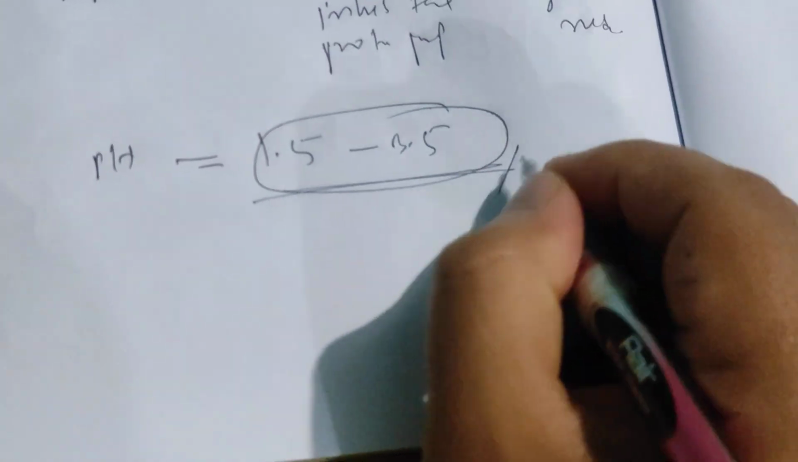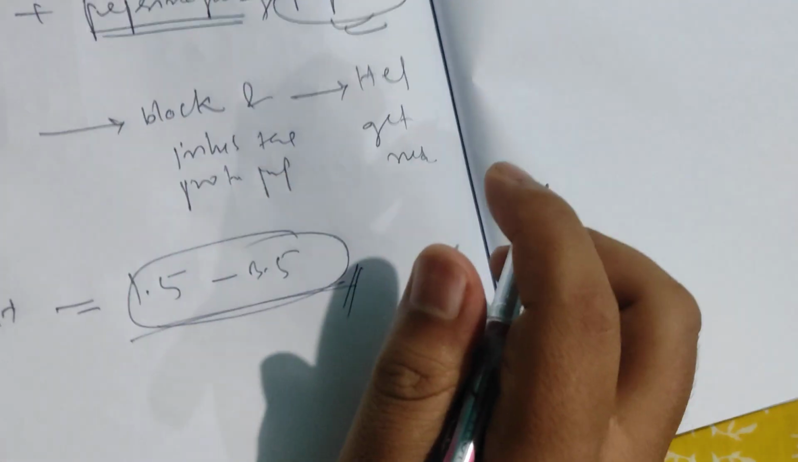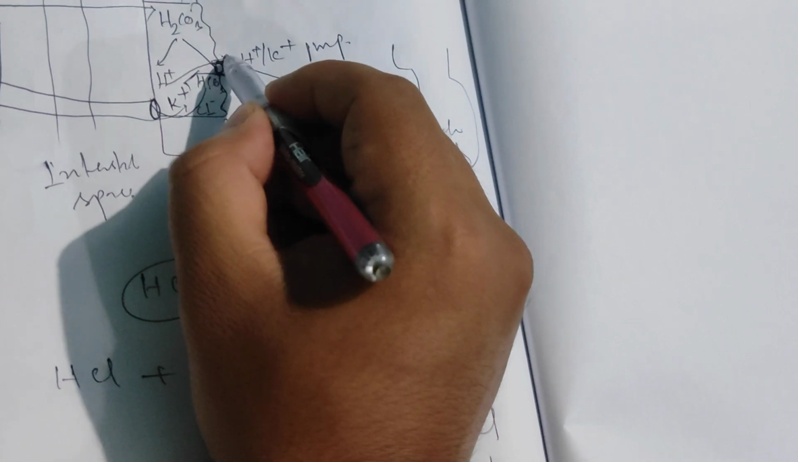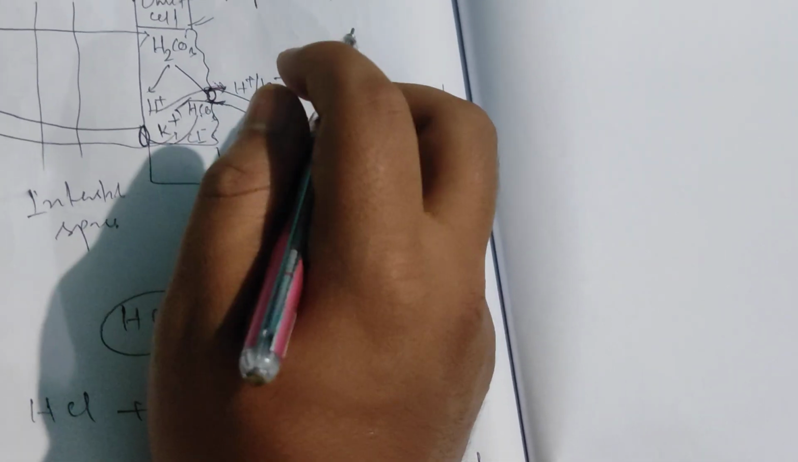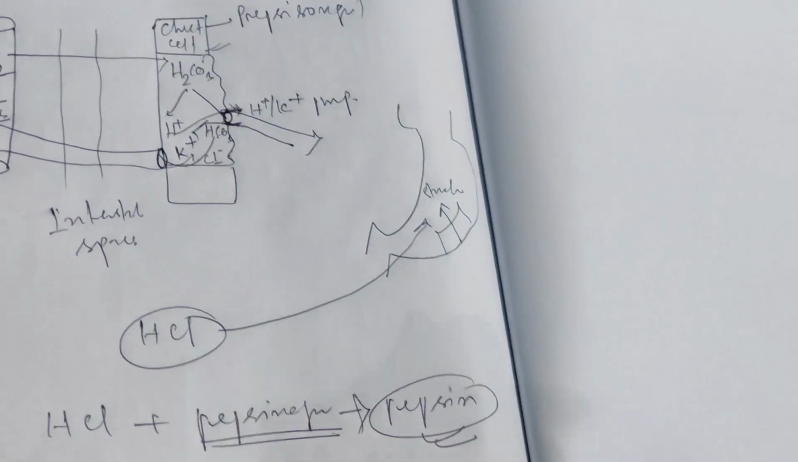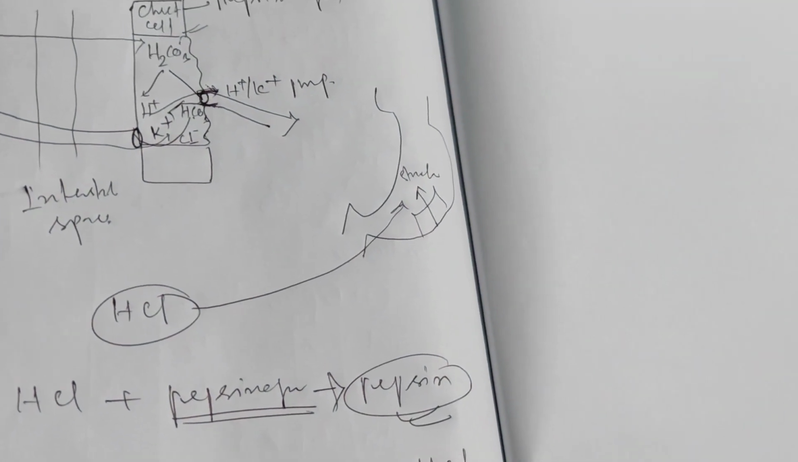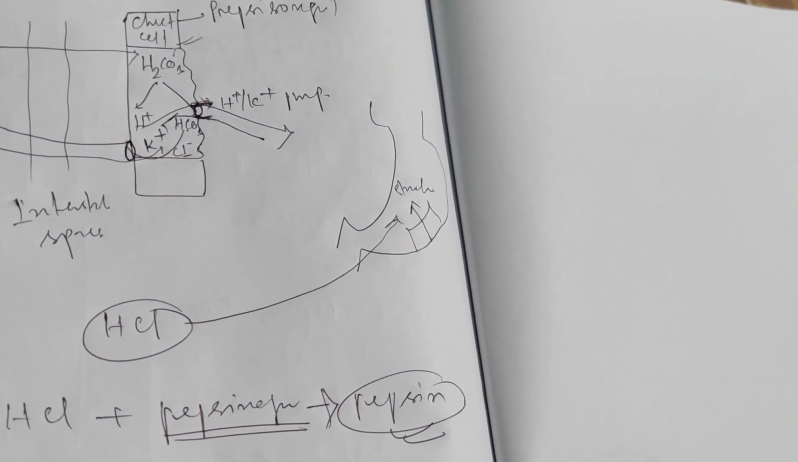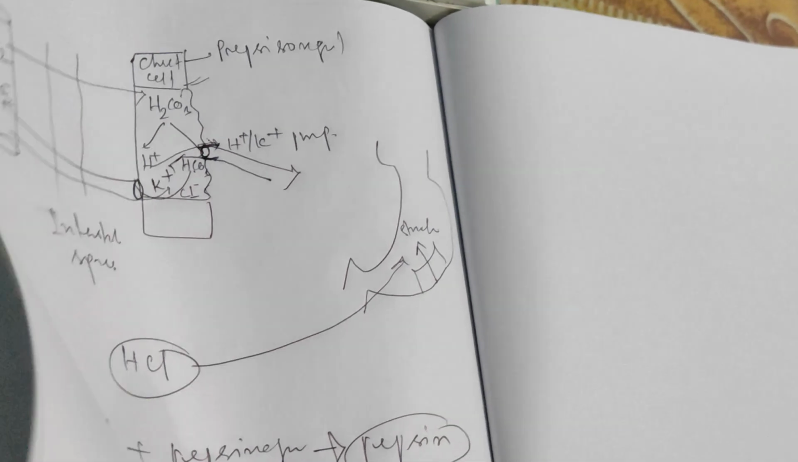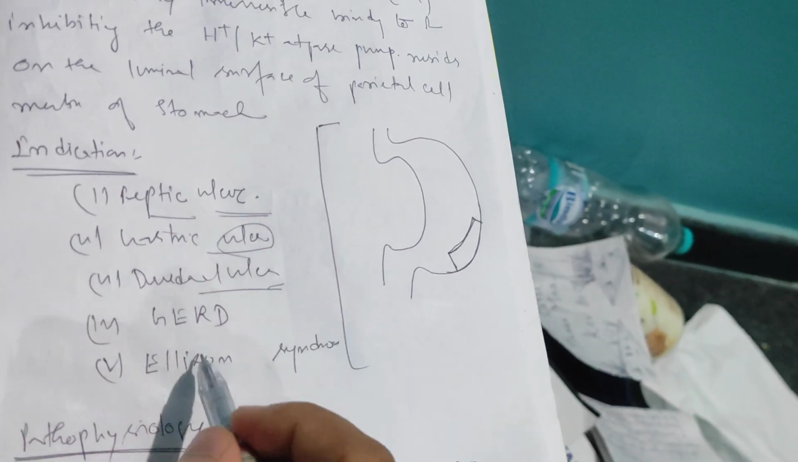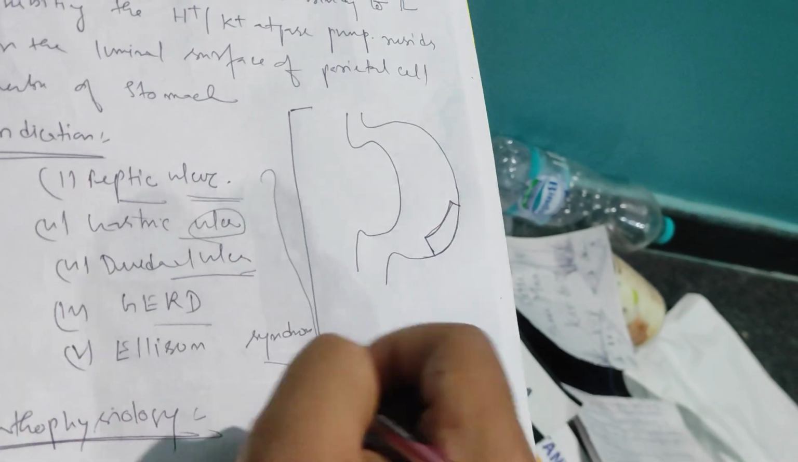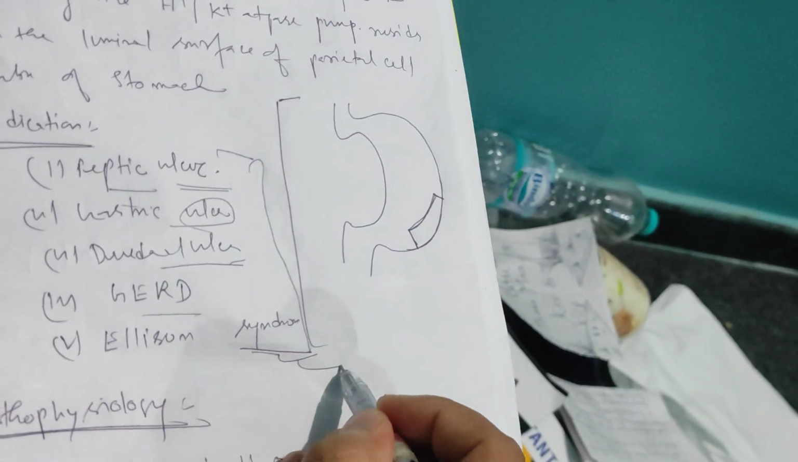But when there is an increase in acidity, there will be excess secretion of hydrochloric acid due to stress or intake of spicy food and so on. In that case, we are indicating this PPI, only in cases of peptic ulcer condition, gastric ulcer condition, duodenal ulcer, GERD, Zollinger-Ellison syndrome. In these cases, we are indicating PPI.